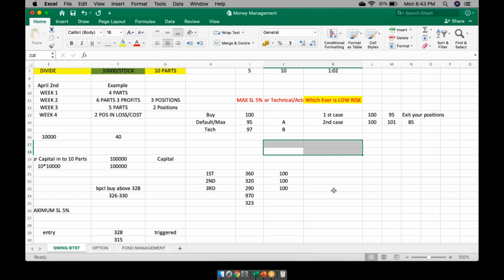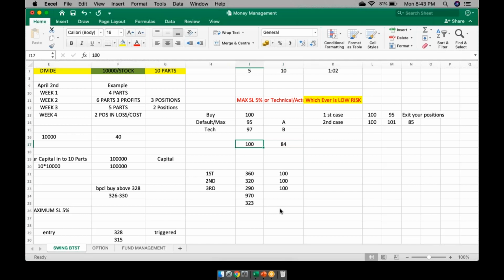So coming back, stop loss is very, very important. Two things we understood. One is we have to stick with the maximum stop loss, and if the technical stop loss is low, then we follow the technical stop loss. If the technical stop loss is very high, we will not enter the trade. Next, assume that you have bought a stock at 100 rupees. Next day, the stock is opening at 84 rupees.